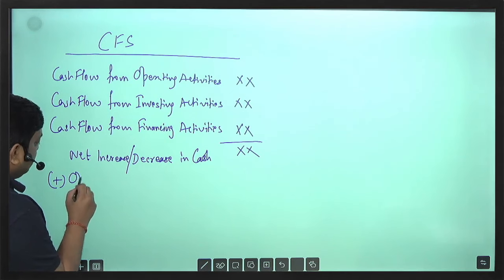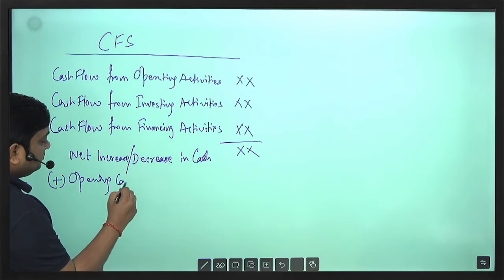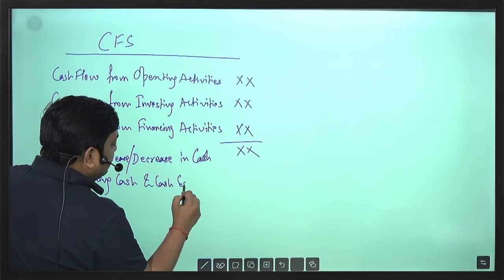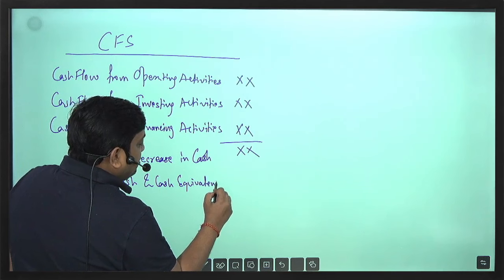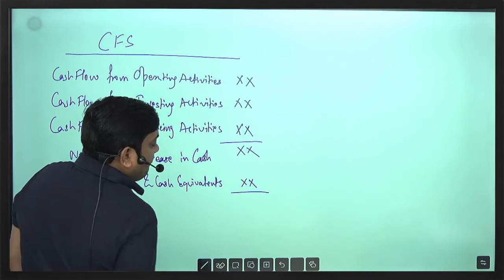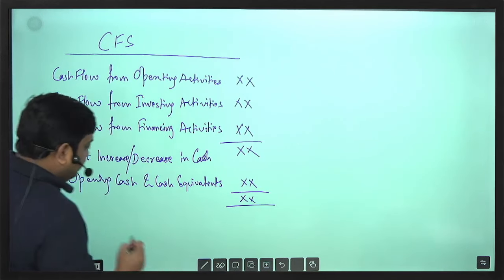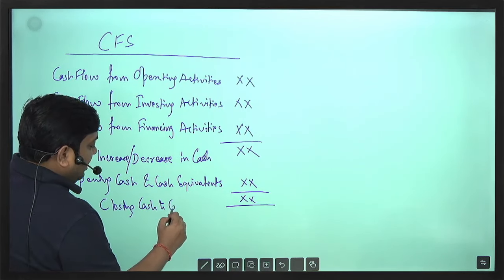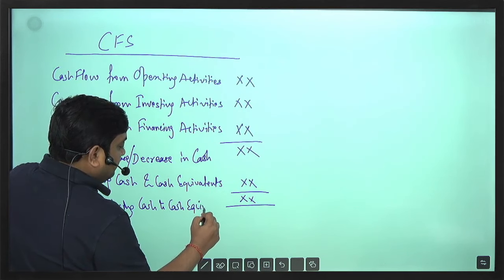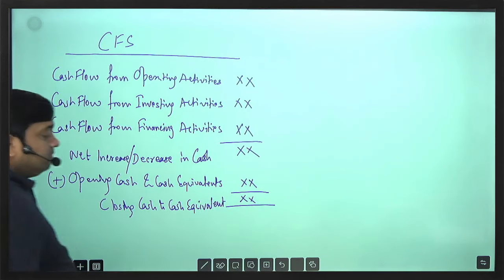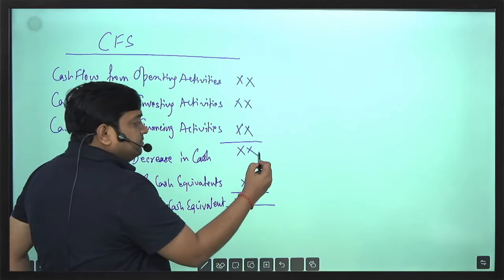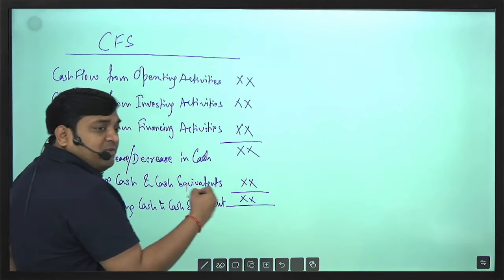Plus opening cash and cash equivalents. So ultimately we will get closing cash and cash equivalents. This is my net change. When I add opening, I get closing. Simple. Now what comes under cash and cash equivalent?